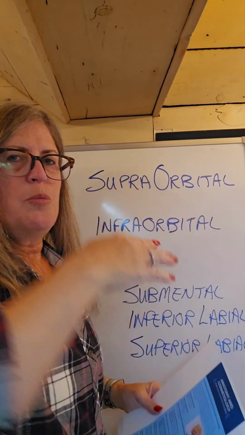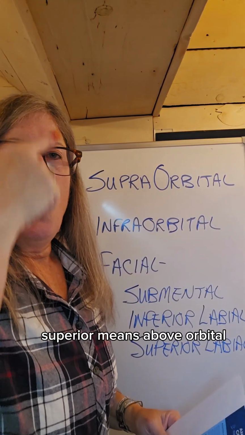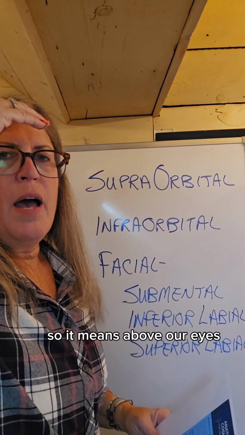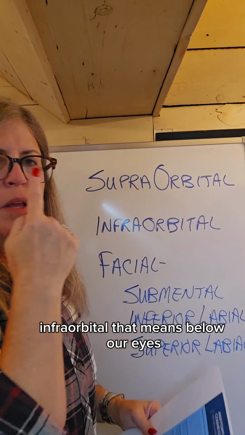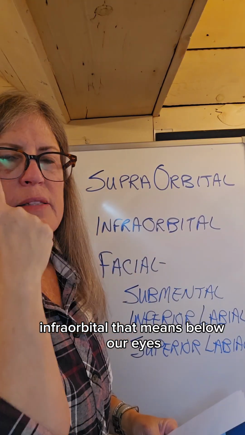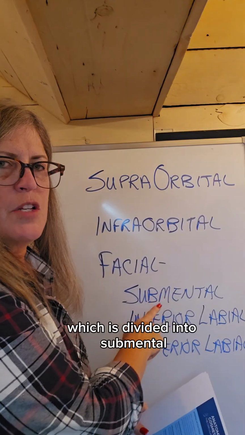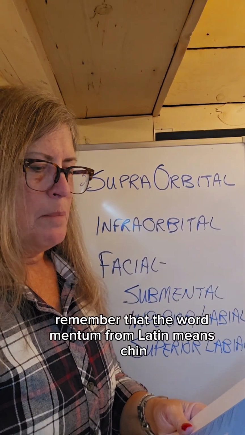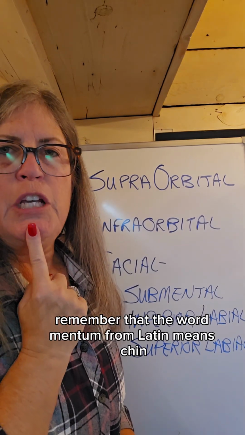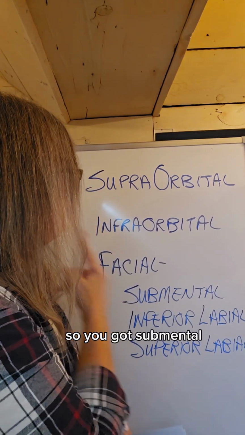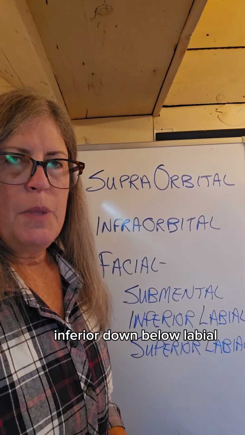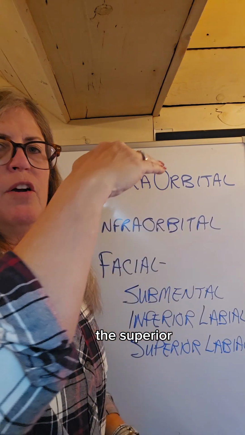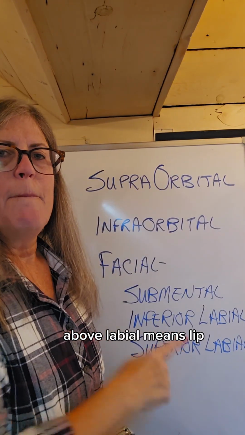Supraorbital. Remember, superior means above. Orbital, it's going around our eyes, so it means above our eyes. Infraorbital, that means below our eyes. We've got the facial artery, which is divided into submental. Remember that the word mentum from Latin means chin. So you've got submental. The inferior, down below, labial. Labia means lip. The superior, above, labial means lip.